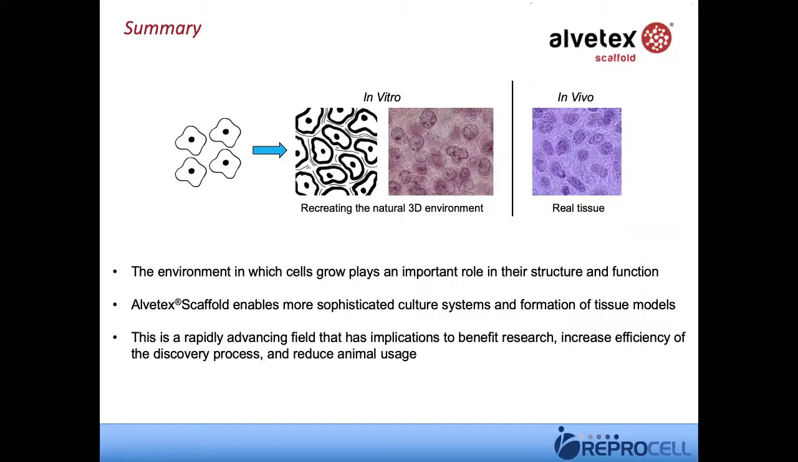Okay, so in summary, this technology enables us to recreate a more natural 3D environment, bringing us closer to real tissue. The environment in which the cells grow plays an important role in their structure and function. Alvetex Scaffold enables us to create these more sophisticated culture systems, and this is a rapidly advancing field which will have significant implications which will benefit research, increase the efficiency of the discovery process, and reduce animal usage.